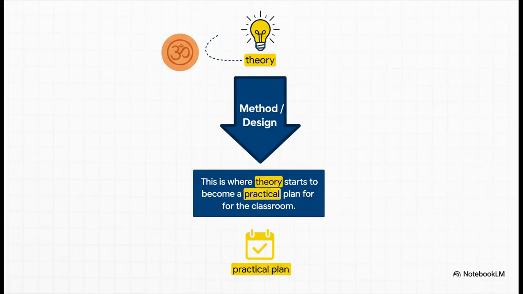Okay, moving down a level. This middle layer is where all those big abstract beliefs start to get turned into a real practical plan. This is what Anthony called method and what Richards and Rogers called design.